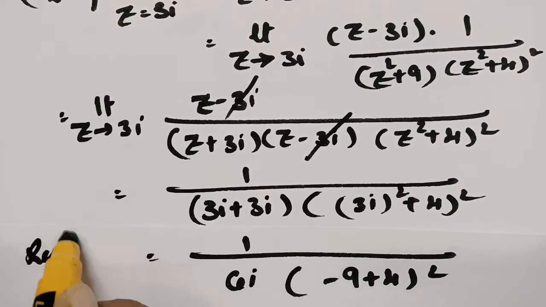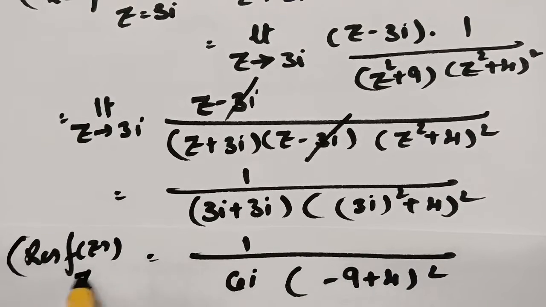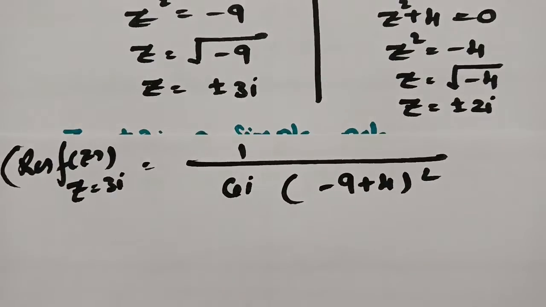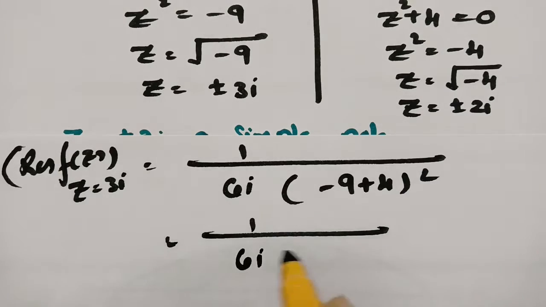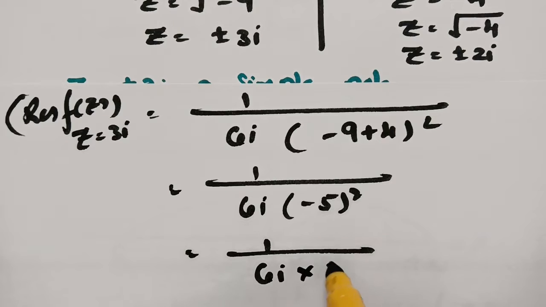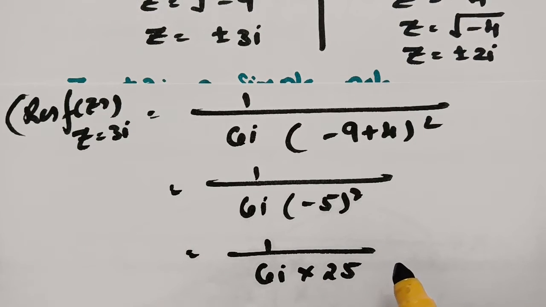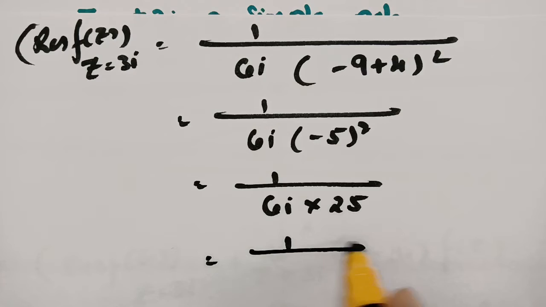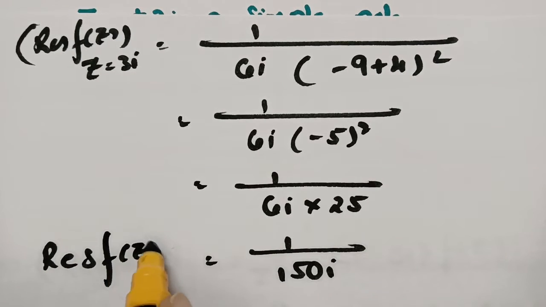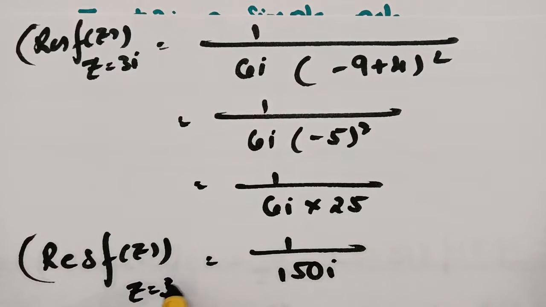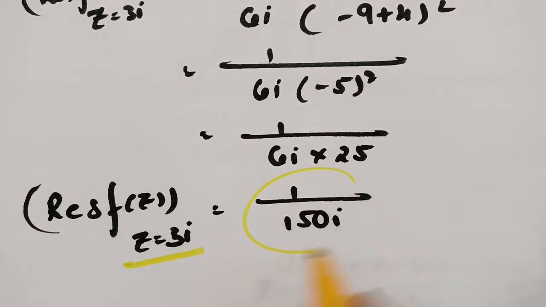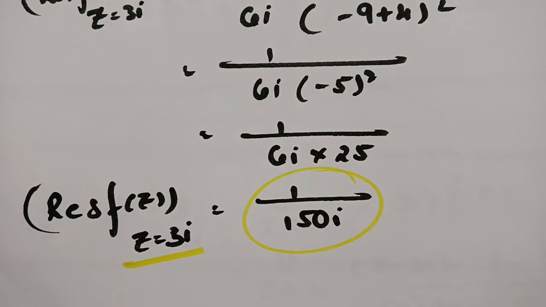So this is nothing but the residue of f(z) for the interior pole z = 3i. So this will be 1 by 6i times (-5) whole square, which is 25. So this will be 150i. So this is the residue value for the interior pole z = 3i. So we got the residue value as 1 by 150i.